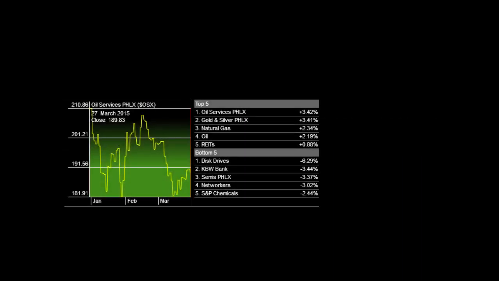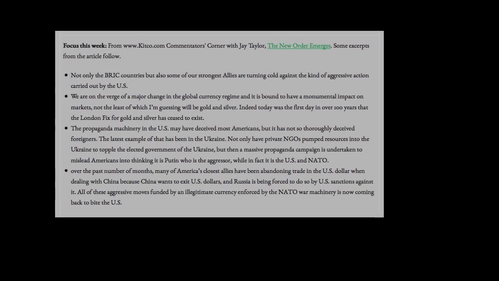Industry rotation the last 2 weeks. All of the top 5 industries are positive and all of the bottom 5 are negative. Bullish REITs continues in the top 5. Silver has left the top 5. Bearish networkers, disk drives, and semis have entered the bottom 5. Oil has entered the top 5. Gold and silver continues in the top 5. Oil services has re-entered the top 5. Focus this week from www.key-market.com.